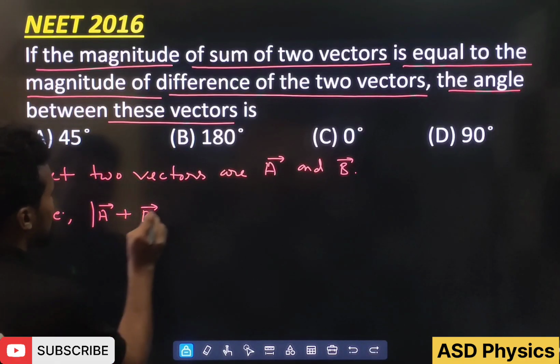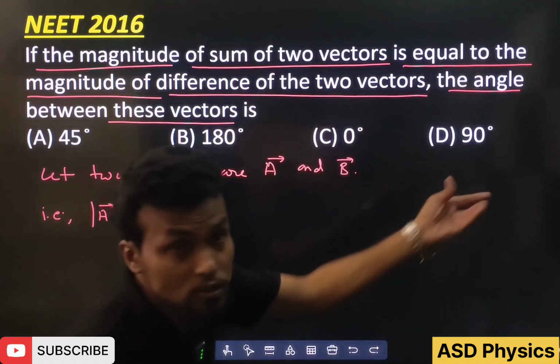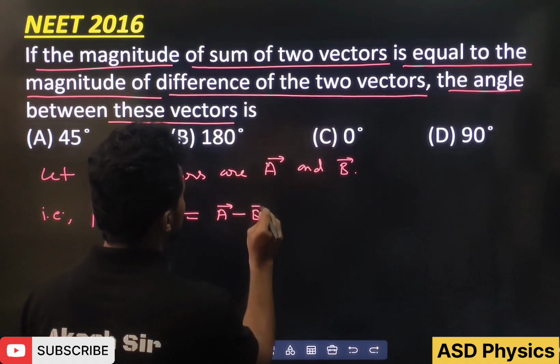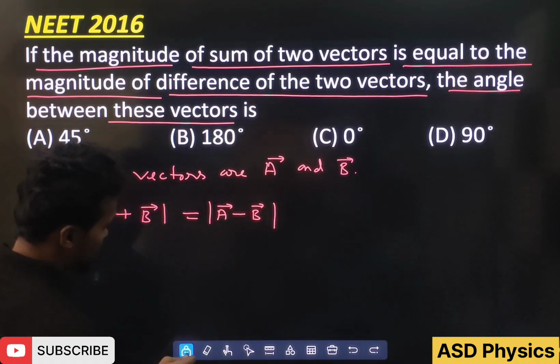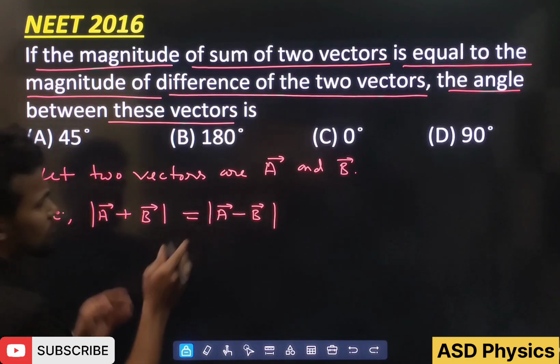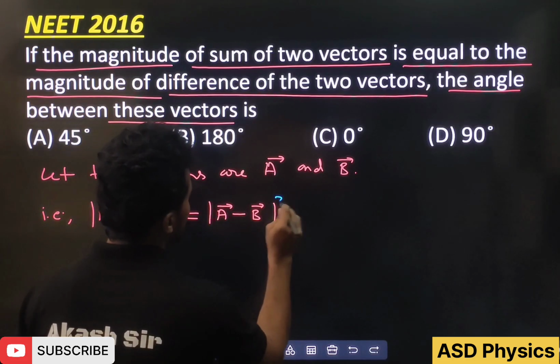Magnitude means we have to put it in a mod, is equal to the magnitude of the difference of the two vectors. So first I will write here the difference, that means vector A minus vector B. They are telling magnitude, that means again we'll put the mod sign here. Okay, so now our statement is ready to solve the question. Now what I will do, after writing both sides, I will square. So both the sides I have squared here.